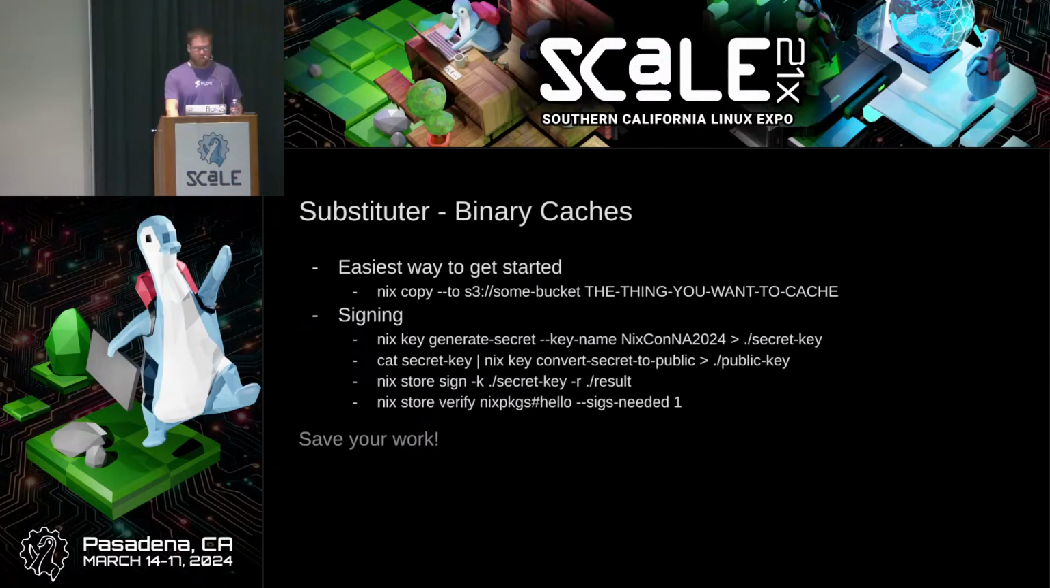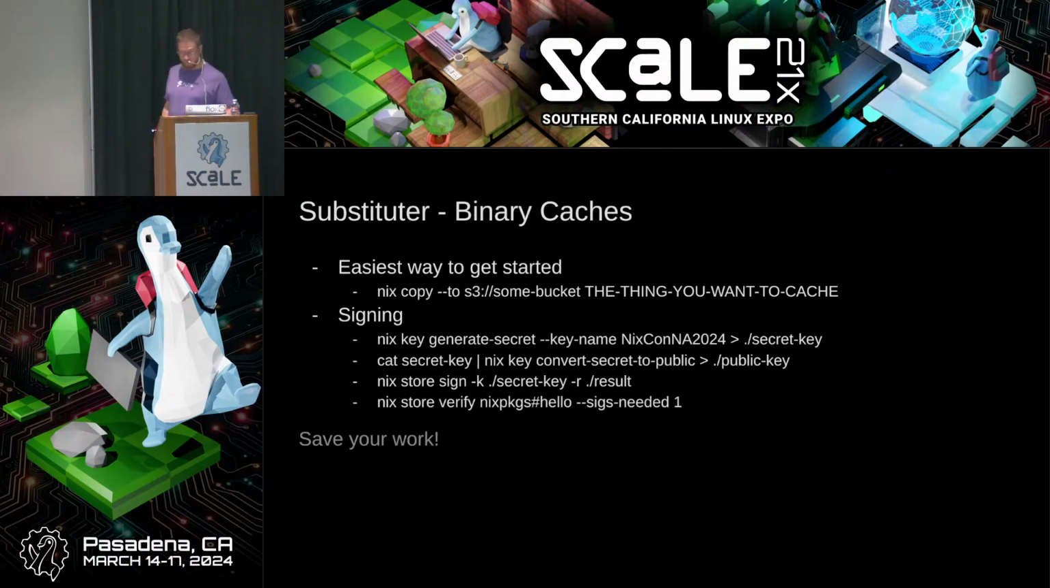Binary caches: the easiest way to get started, honestly, is just the S3 one. If your user has the credentials for it, you can copy things into it. You just say, hey, I want to push things to some bucket, ready, set, go. If you want to get involved in signing, here are some ways to get started. You just say, hey, I want to generate a secret, and I want to convert it also to a public key, so you have both sides of that key pair, and I can sign things.